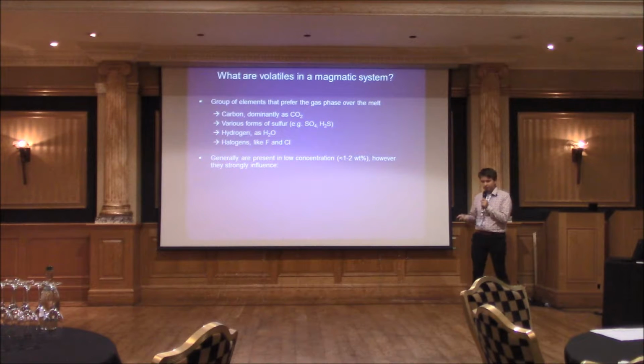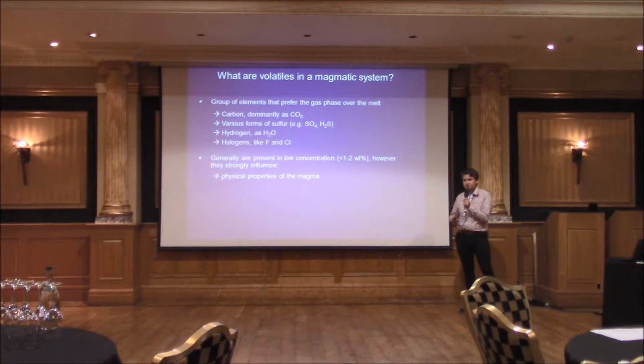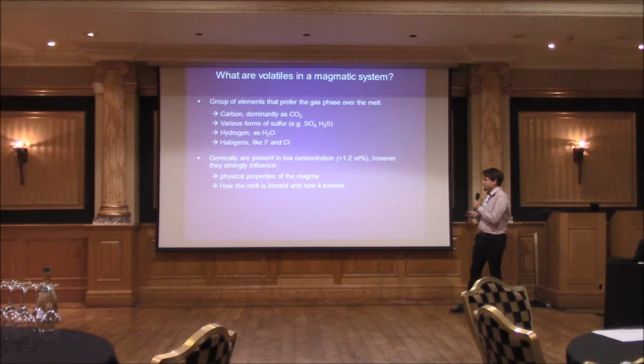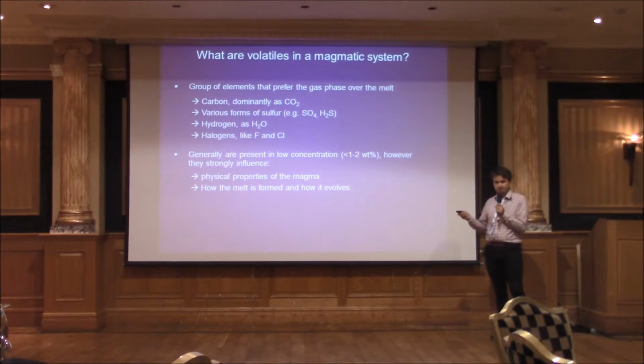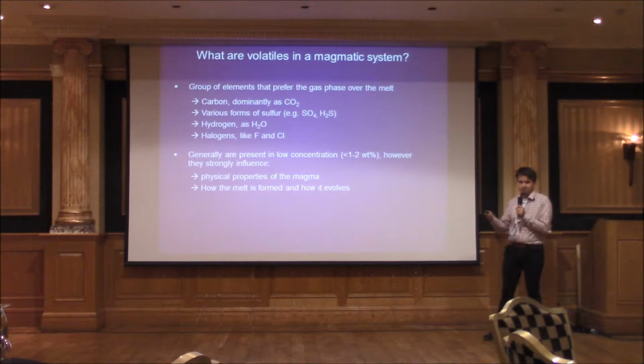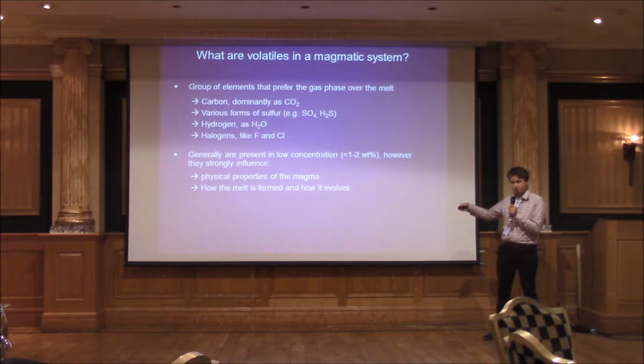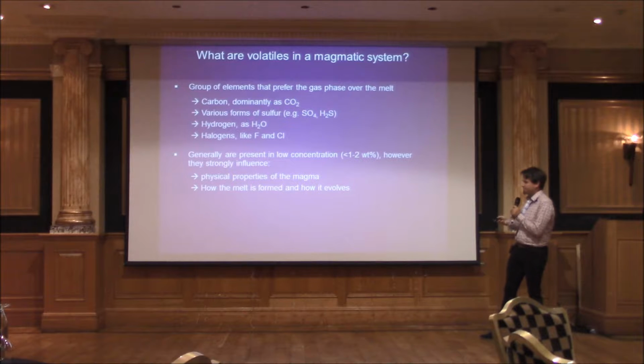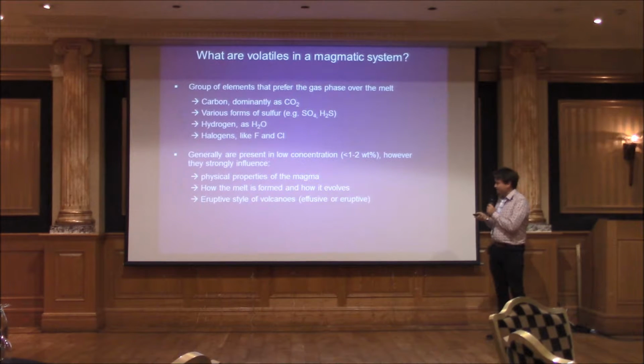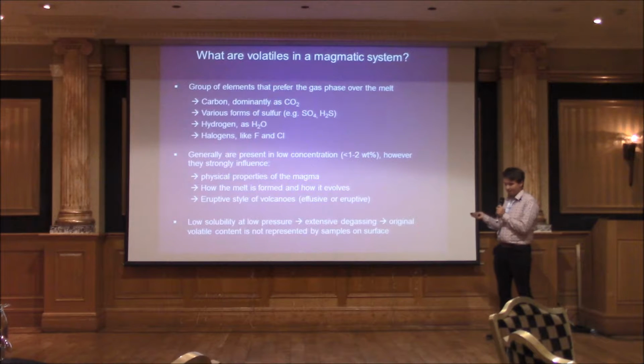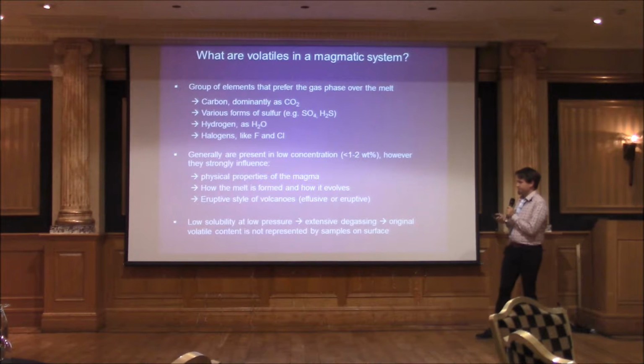Generally, they are present in low concentrations, around or below 1 to 2 weight%. However, they strongly influence quite a few things in magmatic systems. For example, the physical properties of magmas, like viscosity, how the melt is formed, for example, the melting degree in the mantle, or how it evolves, for example, what kind of crystals form and in what order they precipitate from a melt, and also the eruptive style of volcanoes, effusive or explosive. So they are quite important in magmatic systems regardless of their low concentration.